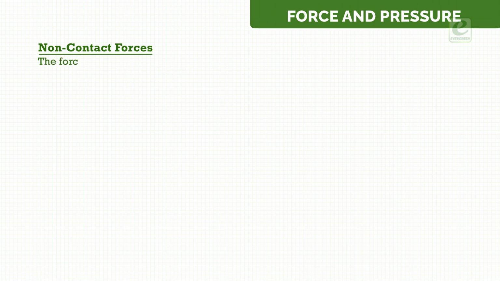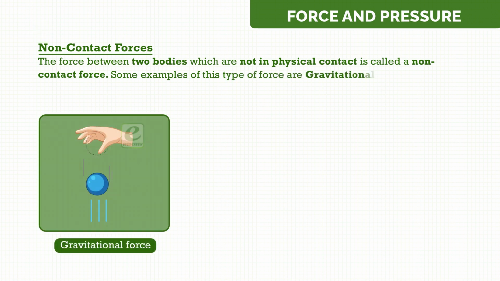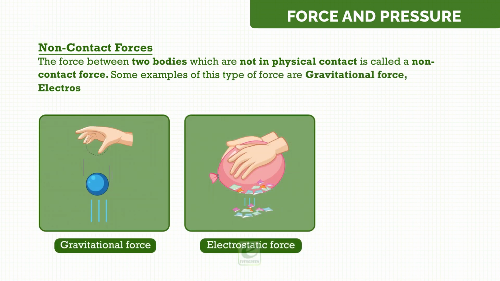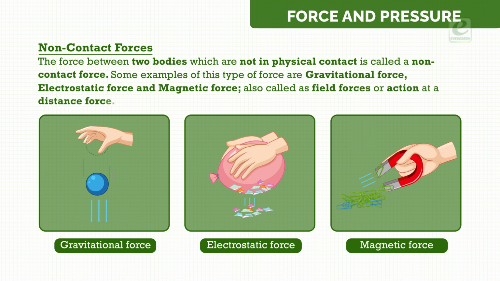Non-contact forces. The force between two bodies which are not in physical contact is called a non-contact force. Some examples of this type of force are gravitational force, electrostatic force, and magnetic force. These are also called field forces or action at a distance forces.